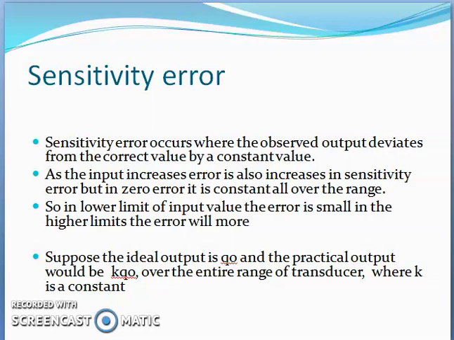The observed output deviates from the correct value by a constant value. So, at the lower limit of input, the error is small, and at a higher value, it is high. Suppose the ideal output is Q0 and the practical output that we get is K into Q0, over the entire range of the transducer, where K is a constant factor that is multiplied by the output.